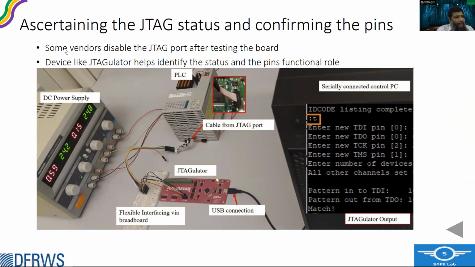At times, vendors do disable the JTAG after testing. So we need to ascertain the status of the JTAG. And for that, we use a small device called JTAGulator. We connect the contact pad that was available on the circuit board to the connector available on the JTAGulator. It does all sorts of combinations and permutations to find out the exact JTAG pins. And if it successfully finds them, it also confirms that the JTAG is still functional in the IC.